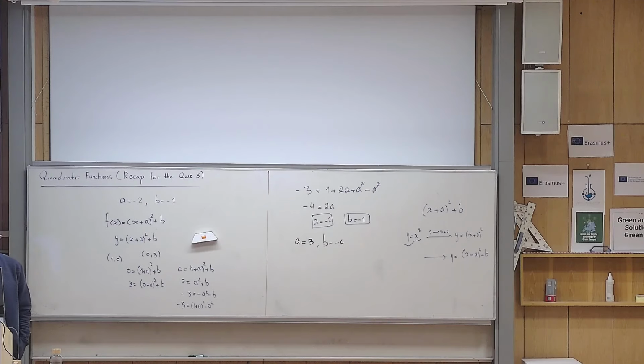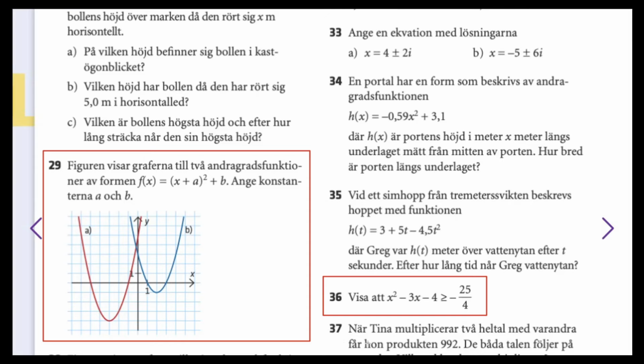I want to wait for you first. And that is this question. I think the question should be a little bit more complete. They should ask you, show that for every value of x, this happens. So in principle, they should mention, show that, not just show that this. Show that for every real number x, x squared minus 3x minus 4 is greater than or equal to minus 25 over 4.